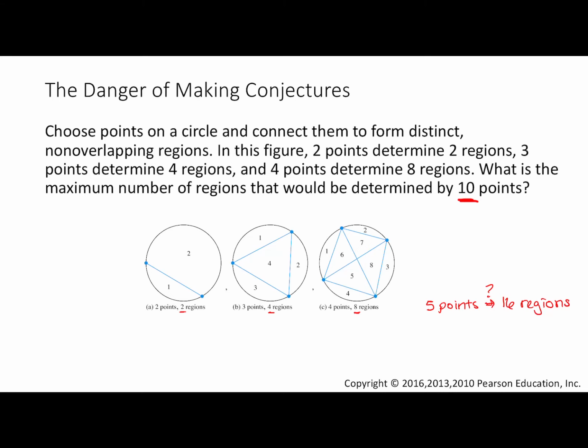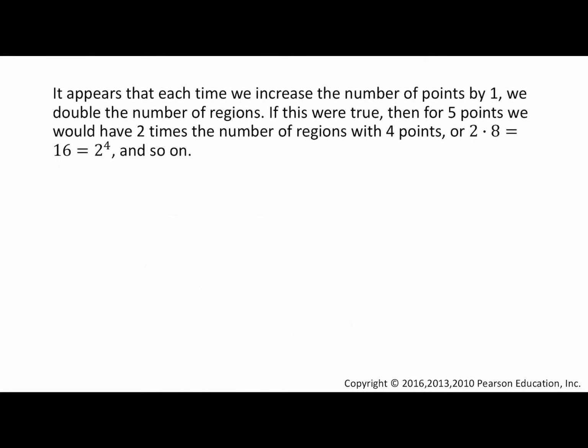Well, let's write these a little differently. So I have 2. This is 2 squared. This is 2 cubed. This is 2 to the 4th. And so you can see that the exponent on 2 is just 1 less than the number of points. So our guess, or our conjecture, is that for 10 points, I'm going to have 2 to the 9 regions if this pattern continues. Well, let's see.